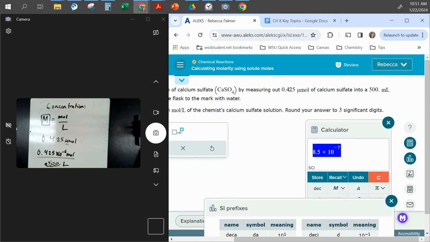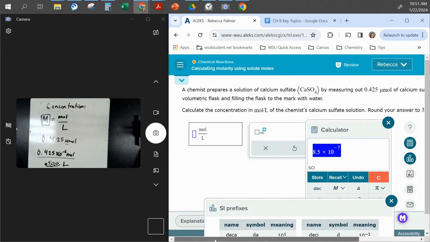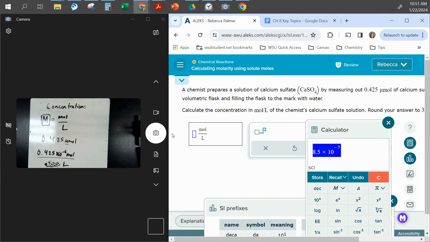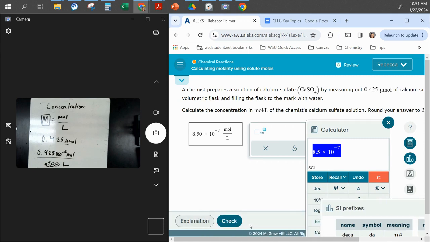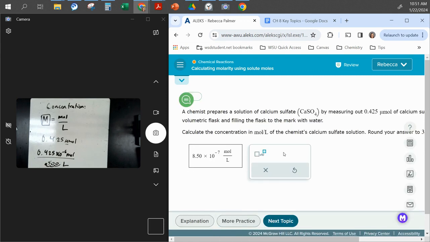This one has 3, this one also has 3, so we're going to keep 3. Well, there's only 2, so I'm going to add a 0 at the end. I can also copy paste this, pick this up and put it in this box and put a 0 here. So 1, 2, 3 sig figs times 10 to the minus 7 moles per liter. Let's see if we got that right. Okay.